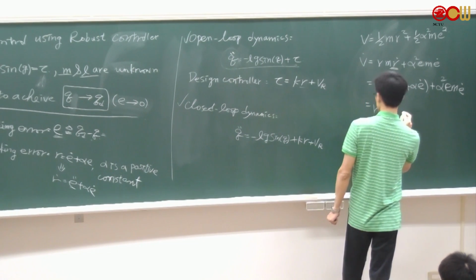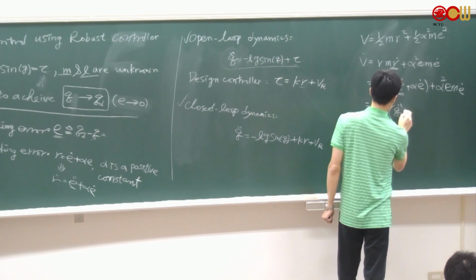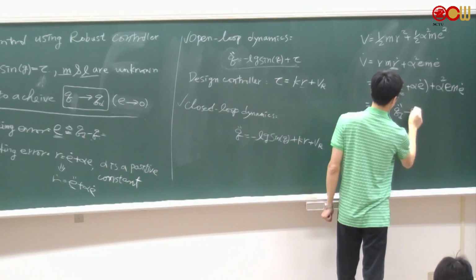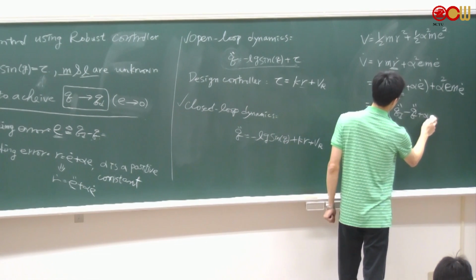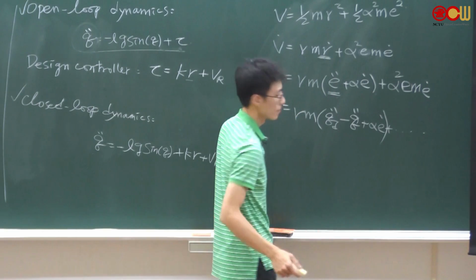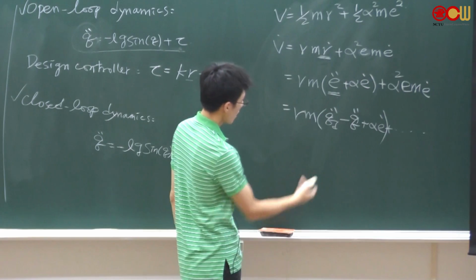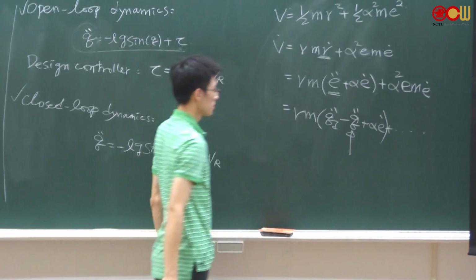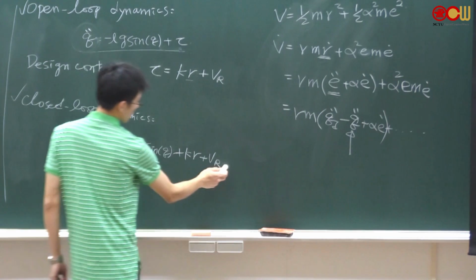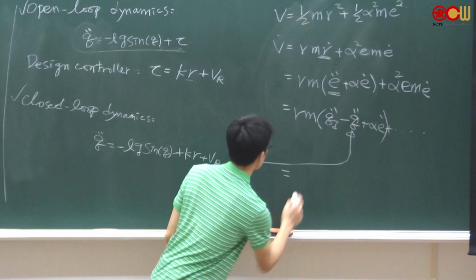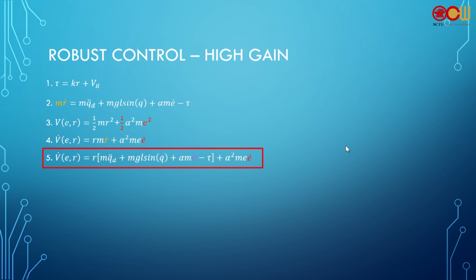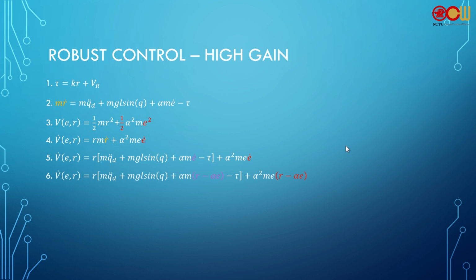That gives you QD minus Q double dot, right? Plus alpha E dot. Now you can substitute this closed loop dynamics here, and you got this, okay? Now it becomes clear how we will design this tau, this torque, right?